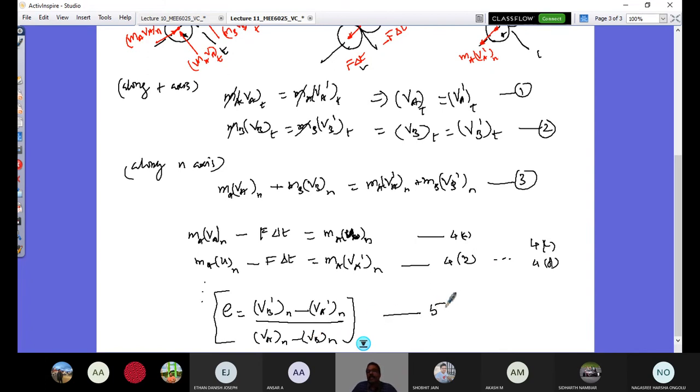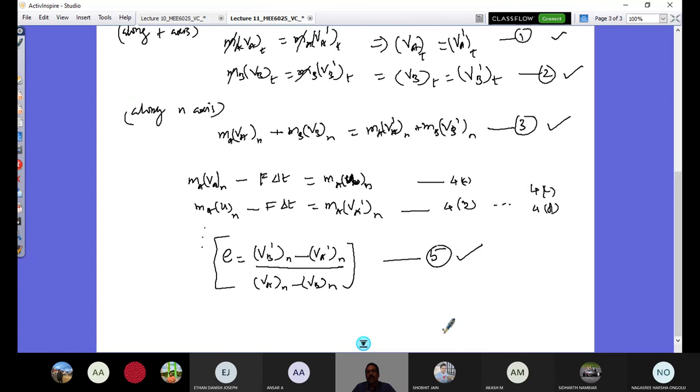So this equation is equation 5. So equation 1, equation 2, equation 3, and equation 5 are the sufficient four equations to find the four unknowns. So this is how you are able to solve.